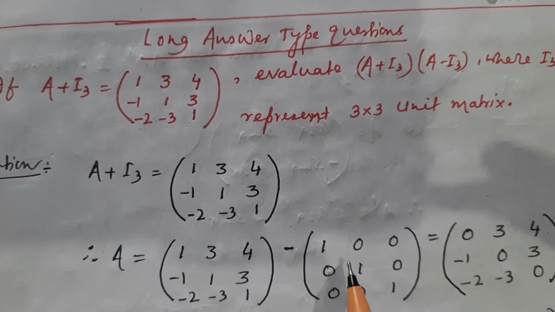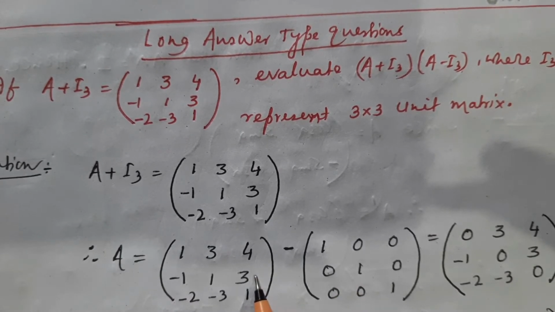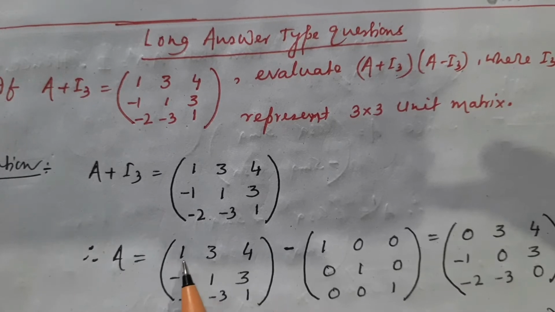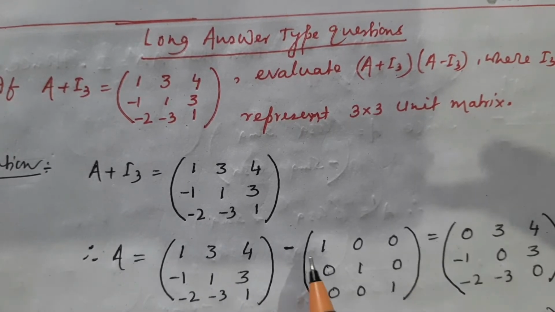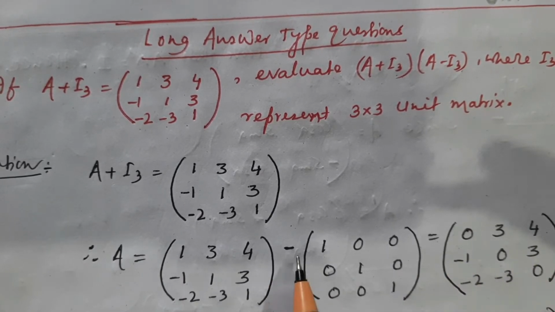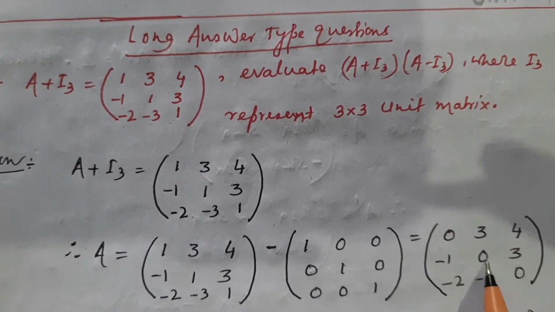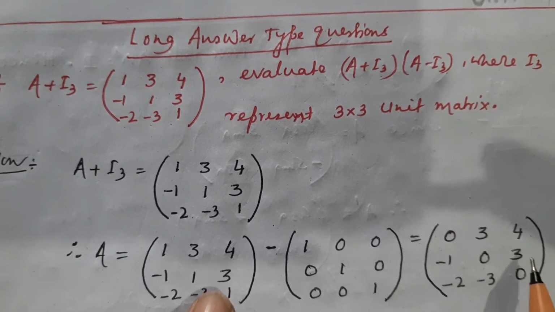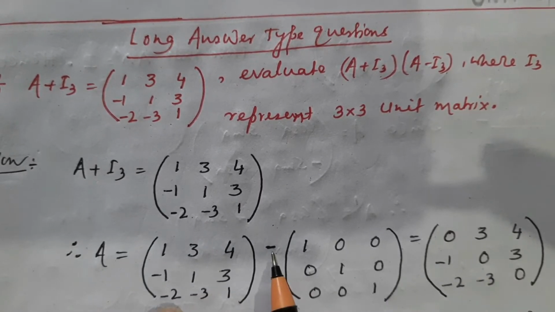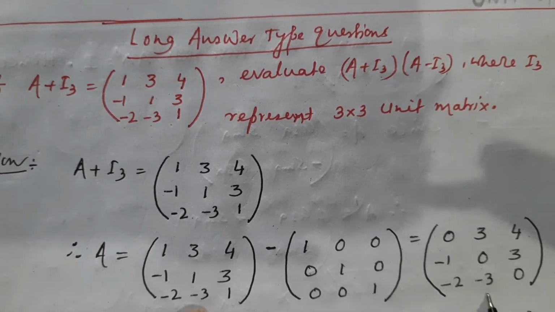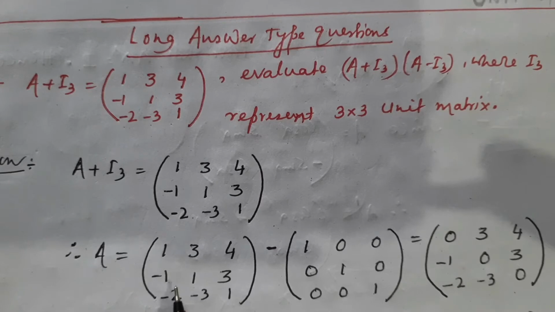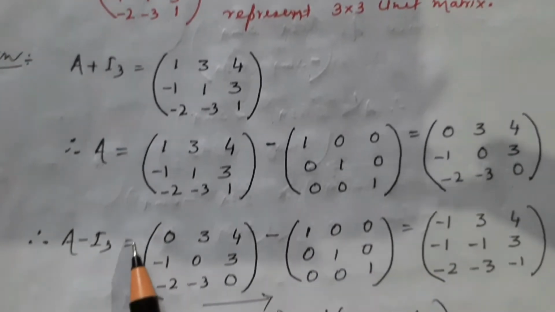If we subtract this matrix from this matrix by the rule of subtraction of matrices, we get 1 minus 1, that is equal to 0, 3 minus 0 equals 3, 4 minus 0 equals 4, minus 1 minus 0 equals minus 1, 1 minus 1 equals 0, 3 minus 0 equals 3, minus 2 minus 0 equals minus 2, minus 3 minus 0 equals minus 3, 1 minus 1 equals 0. Therefore, we get A. Now we calculate A minus I3.